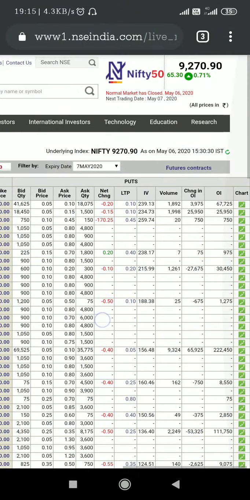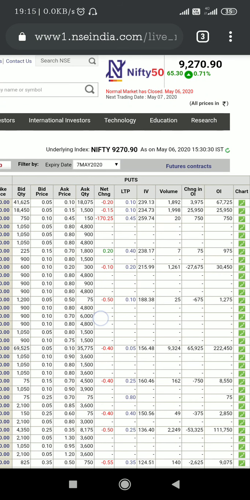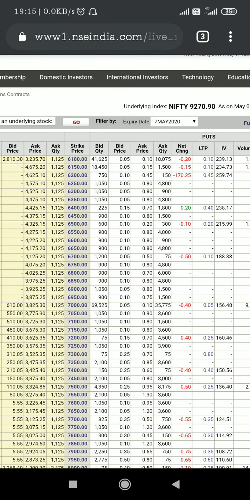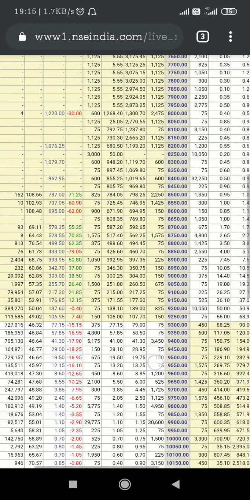So as you can see, the Nifty 50 closed at 9270 today, as on May 6, 2020, 15:30. The next trading day, as mentioned above, is the 7th of May 2020. So this is the option chain, the expiry is of 7th of May. Now we'll directly go to the ATM. We are ATM at around 9250, 9300.